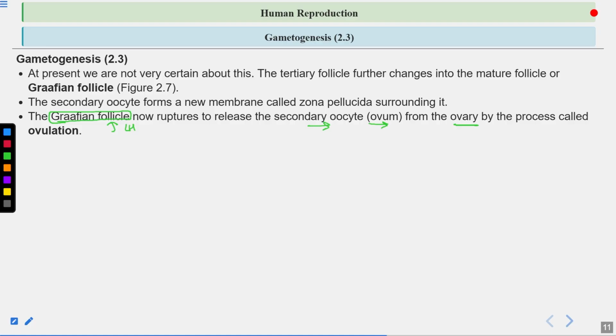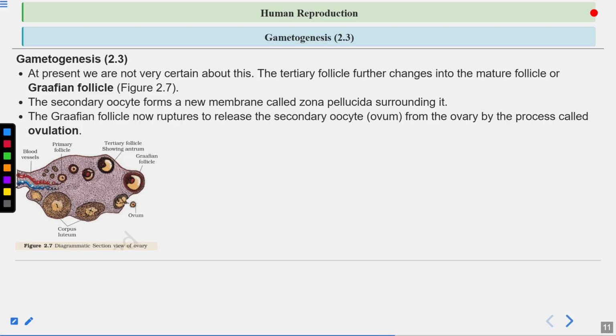Okay, so starting from a group of 4 oogonia, only one will develop into a primary oocyte, and the others die off. And then one secondary oocyte is released per menstrual cycle. So again, you can see this is a diagrammatical sectional view of the ovary. Here, they have shown you the development of the follicles. This development of the follicles requires a hormone, follicle stimulating hormone, which is again released from the anterior pituitary.